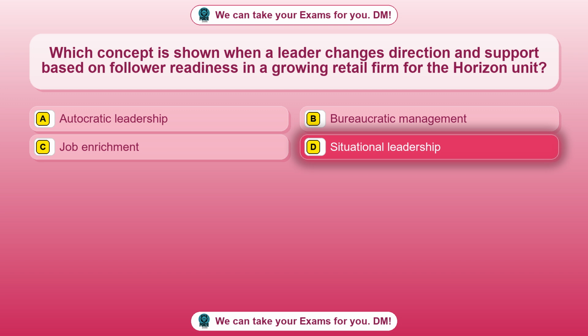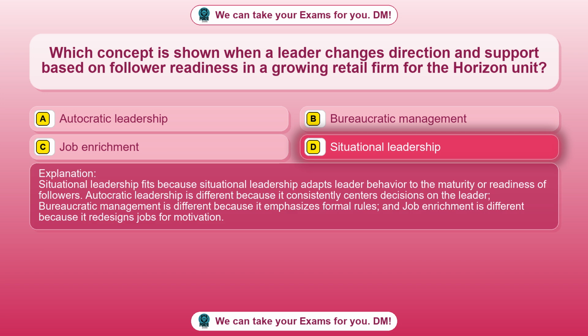The correct answer is option D, situational leadership. Situational leadership fits because situational leadership adapts leader behavior to the maturity or readiness of followers. Autocratic leadership is different because it consistently centers decisions on the leader. Bureaucratic management is different because it emphasizes formal rules, and job enrichment is different because it redesigns jobs for motivation.